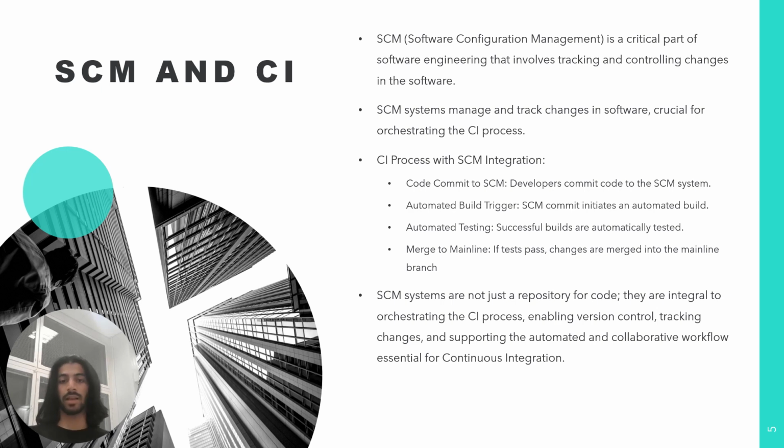Similarly, there's a merging to mainline process, where if everything is okay and all the automated tests are passed, and in some cases there are also reviewers for pull requests and such, the change is merged into the main production base. The important thing to note is that SCM systems are not just a repository for code. They're really important to the entire process of orchestrating CI, and they enable version control. They help track changes and support automated and collaborative workflow, and this is really important in the context of agile software development.